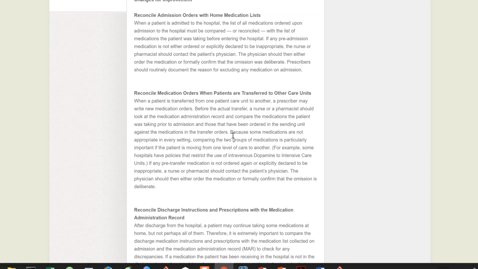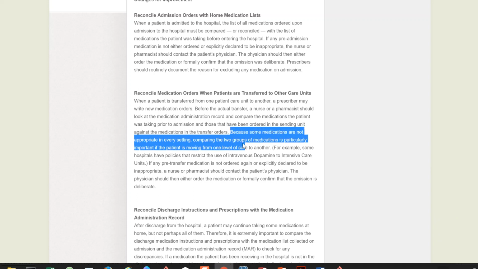So it's very important to understand that just because they were taking the medication at home before doesn't mean that they should be taking it now. In fact, it could have been the adverse event that occurred from that medication they were taking. So that is, in a nutshell, what clinical information reconciliation is and medication reconciliation.